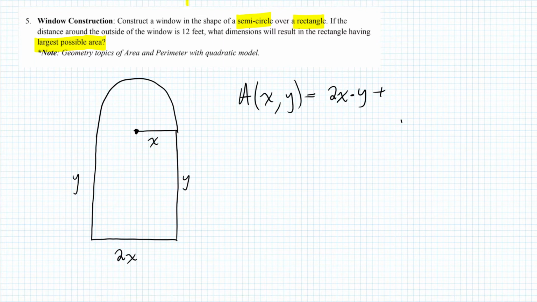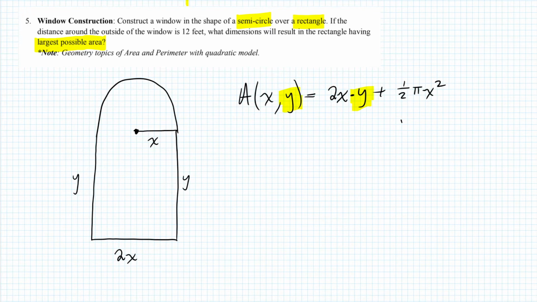And then the other part is I'm going to need the semicircle. So the area of the circle is pi r squared, so the area of half of the circle is going to be 1/2 pi r squared. In this case, r is x. So that's cool, but the problem is, like always, I've got two variables. So I need to do something to get rid of one.